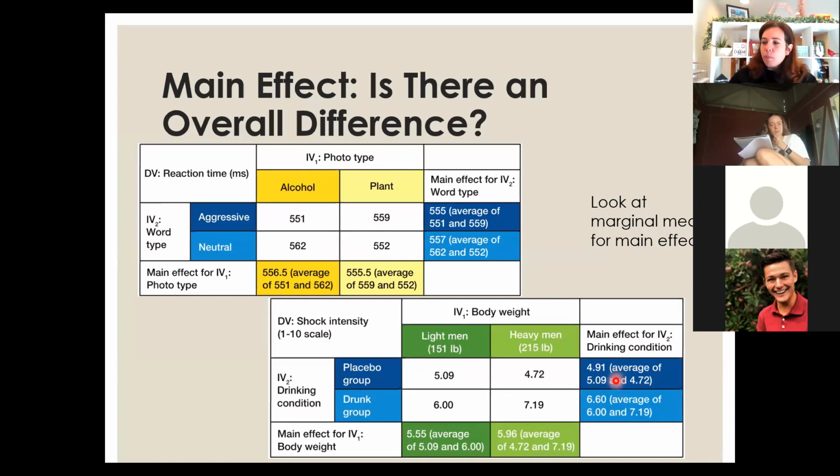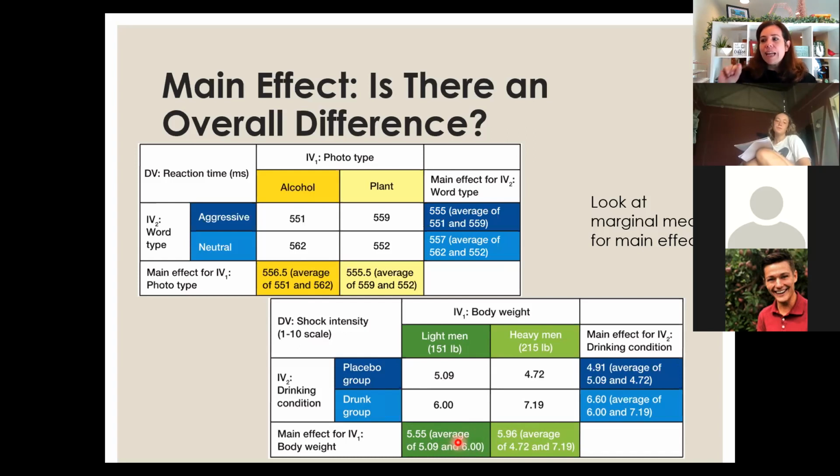In this one, we're comparing here 491 versus 660. How do we feel about that? That's a much larger difference, right? Okay, so that would be a main effect. The drinking condition has an impact on the shock intensity. And we kind of talked about that at the very beginning, how that's a main effect. But now body weight and the impact on shock intensity, these are very close again together. So less of a main effect here.